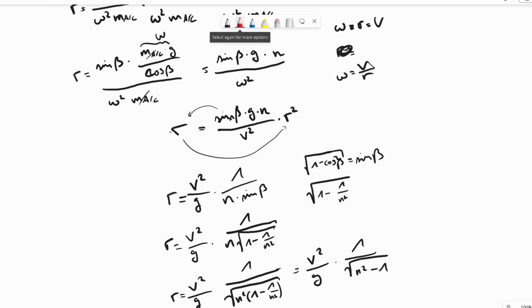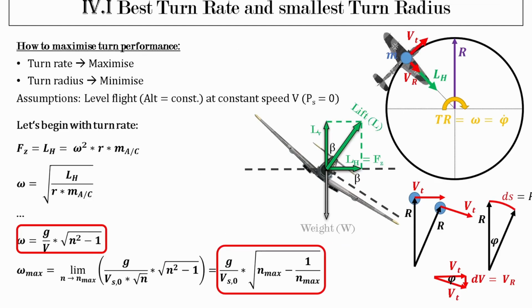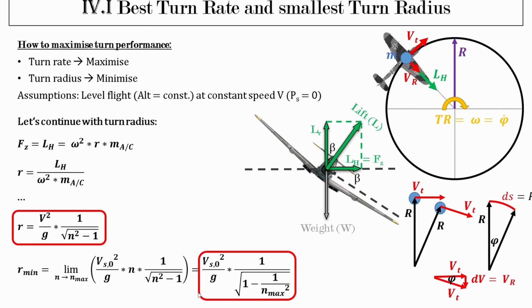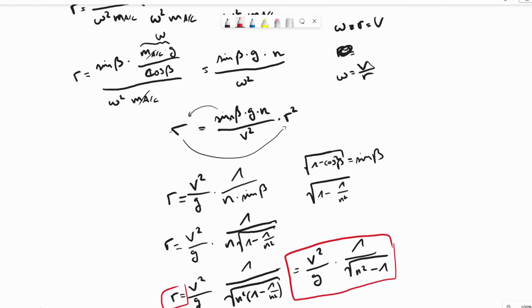And I believe this is what we got earlier for r as well. Let's have a look-see. r is v squared over g times 1 over n squared minus 1. Okay, so that's that. So now you know how you get to the equations.